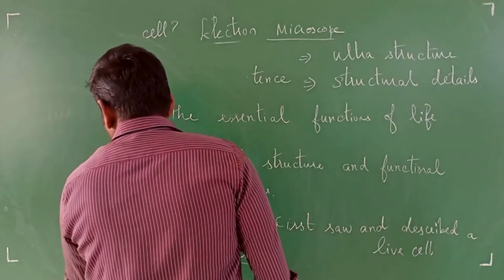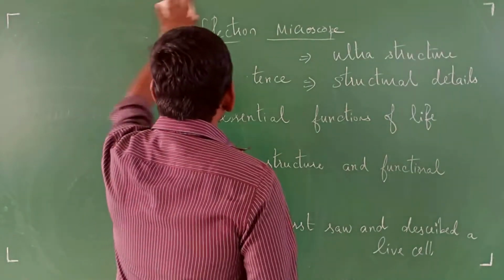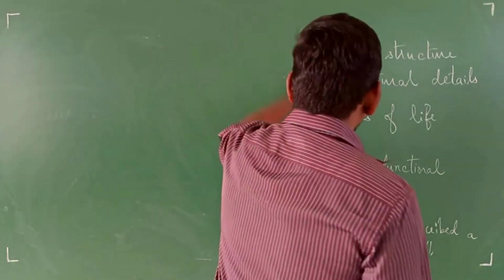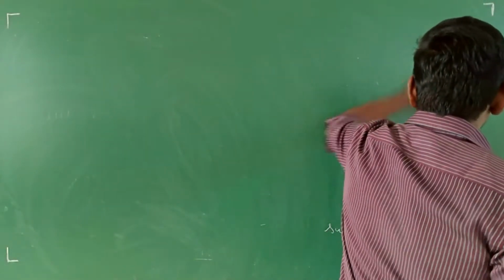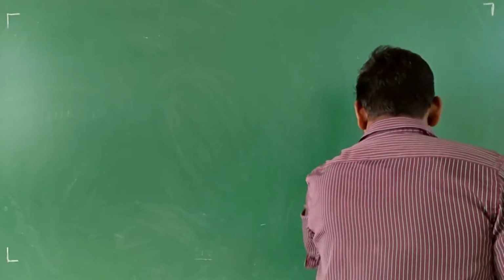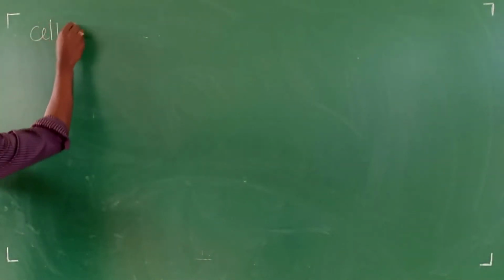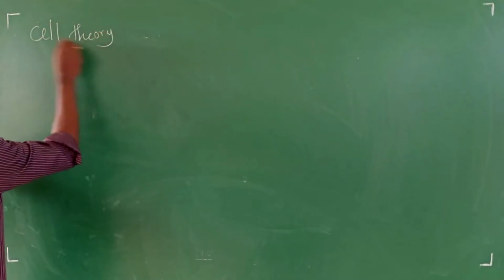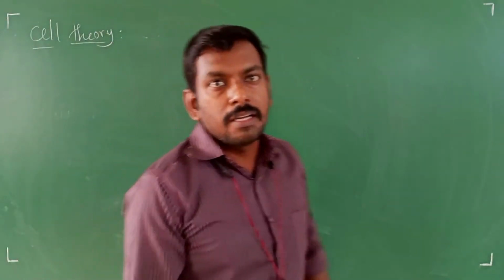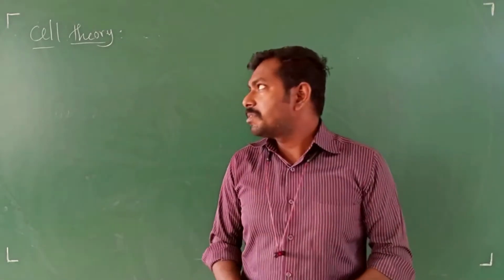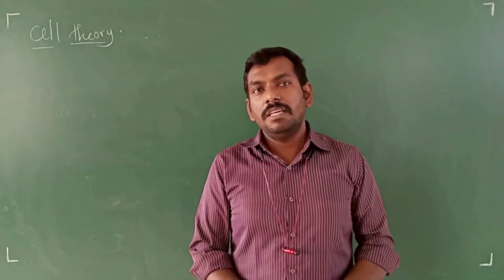So what is this cell theory? Who are the persons who stood behind the formulation of the cell theory, and what did they propose? We are going to see them in detail, right? Cell theory. The cell theory is an important concept, right? It was formulated through the contribution of three persons. We will see one after the other, right?